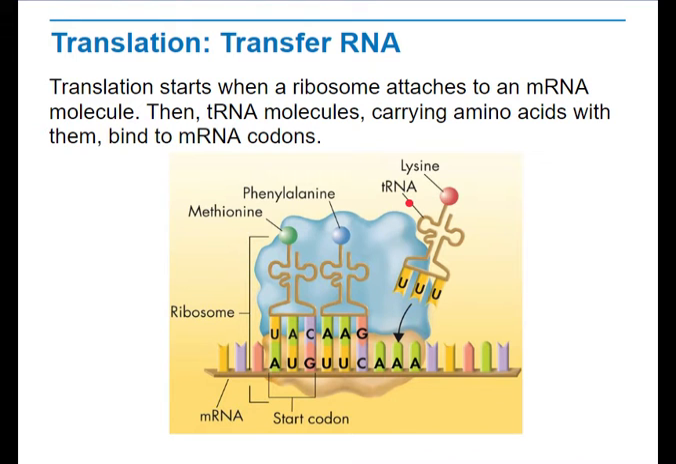Translation begins when a ribosome attaches to an mRNA molecule in the cytoplasm. Translation initiates at AUG. Remember, AUG is the start codon, and it codes for methionine.